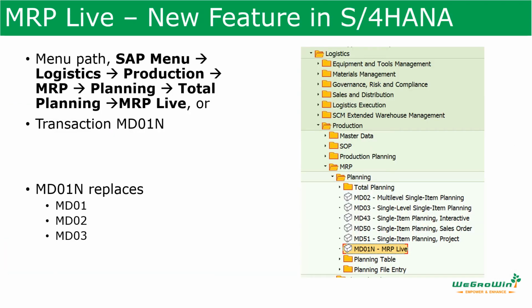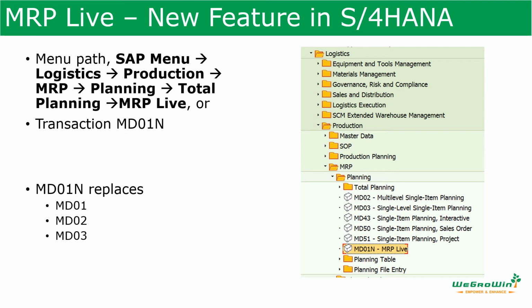Now we are talking about MRP Live. MRP Live is a new version of MRP which was developed to achieve maximum performance when you are using S/4 database, SAP HANA database. New transaction MD01 or the menu path is given here, or the transaction MD01 is used to run the MRP Live.